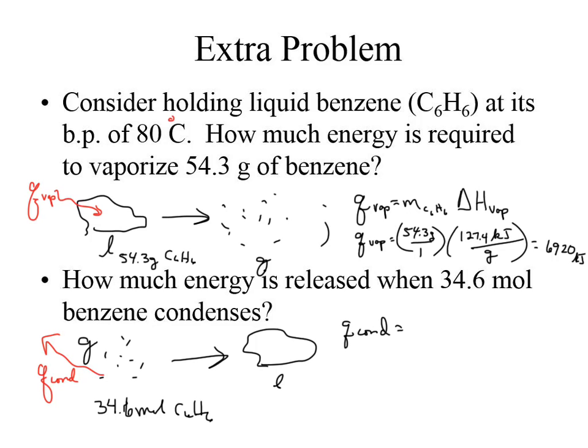I'm just going to go ahead and leave it as M for mass, but actually we're going to go with probably moles here. M for mass or amount of C6H6 times delta H of COND, that's condensation.